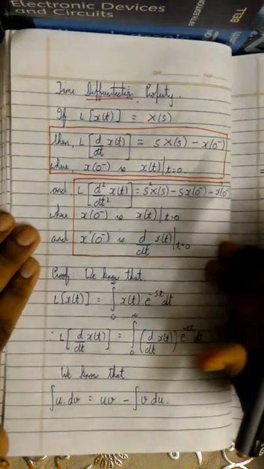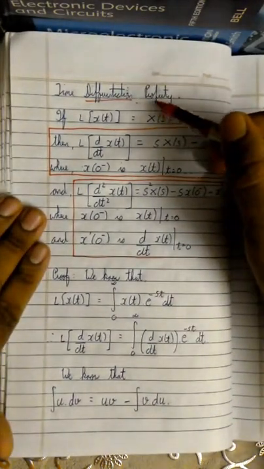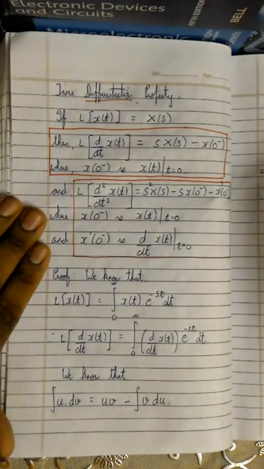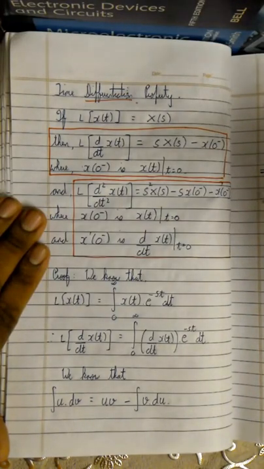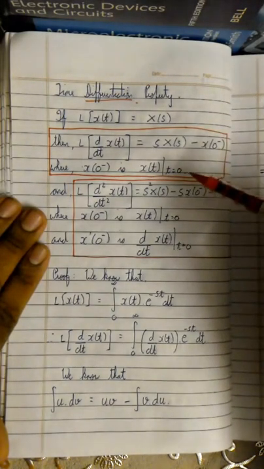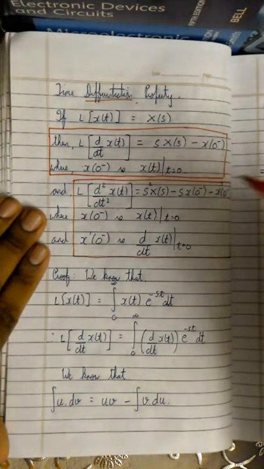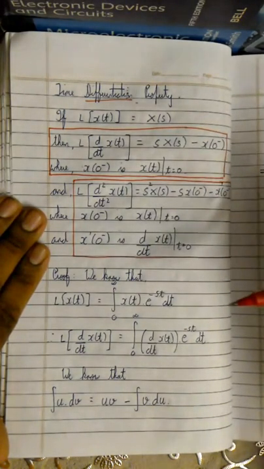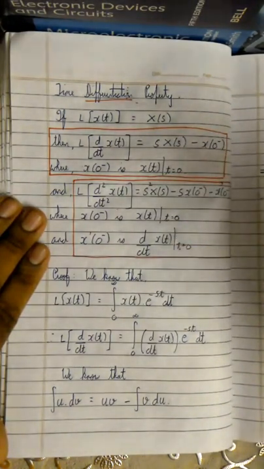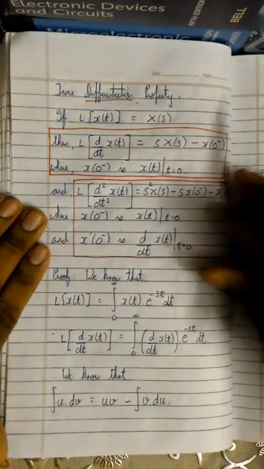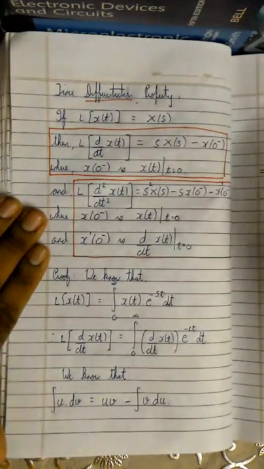Now the next property you are going to learn is the time differentiation property, or differentiation in time domain property. This property is very important, not just for the problems, but also for the proof. And this property we are mainly using for solving differential equations, which you will be doing in the coming classes. In the coming videos I will be showing you how to use this property for solving differential equations, and also for finding the impulse responses.